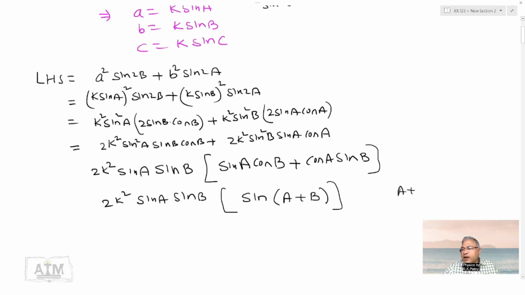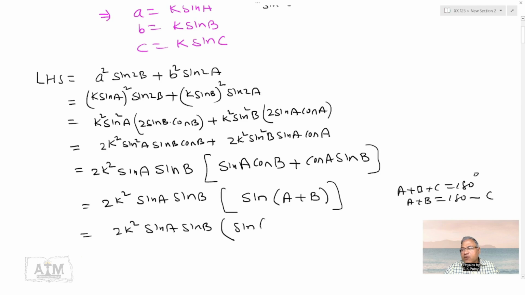And we know that in a triangle A plus B plus C equals 180 degrees, then A plus B equals 180 minus C. So this becomes 2k square sin A sin B sin of 180 minus C. This equals 2k square sin A sin B sin C.